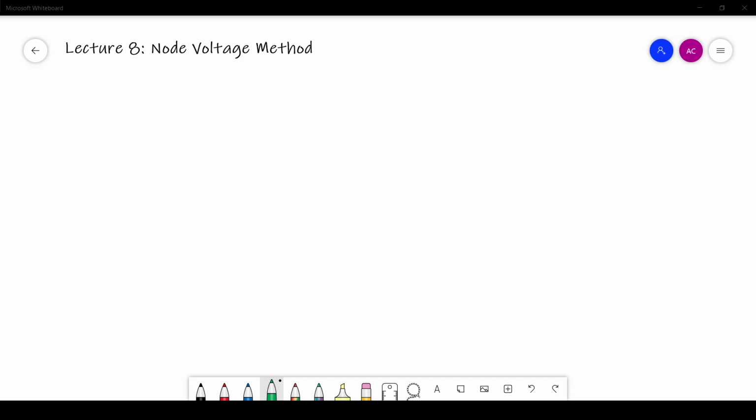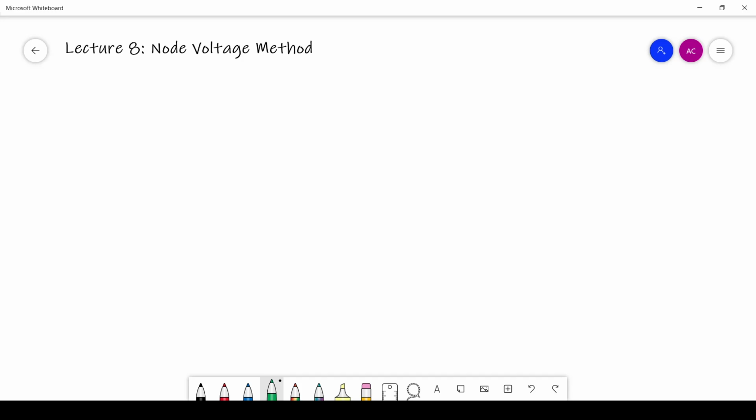This is a very robust, very powerful way of analyzing circuits, and the best part is that you can generalize it to any circuit whatsoever. It doesn't have to be only a simple circuit or a very complex circuit. This works on any circuit you could ever imagine.